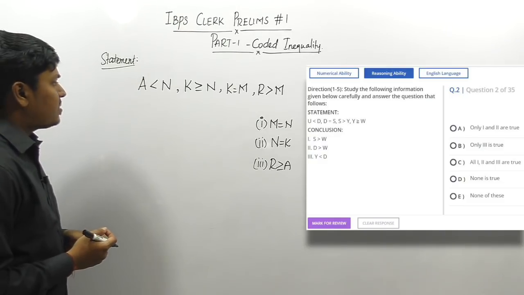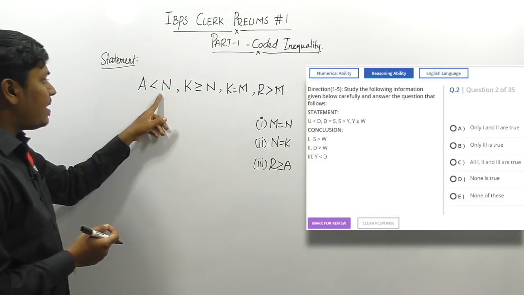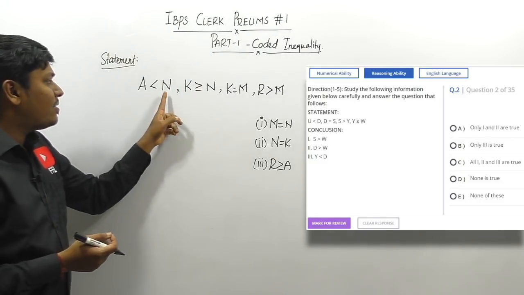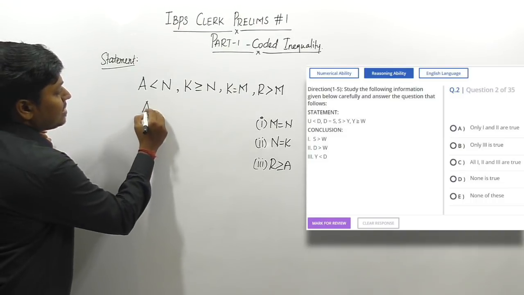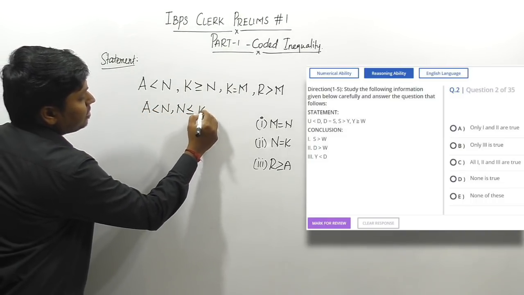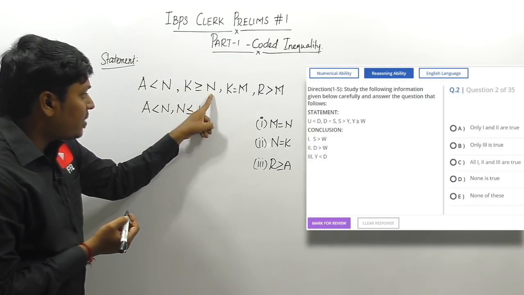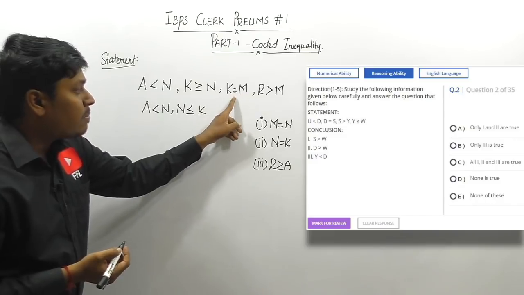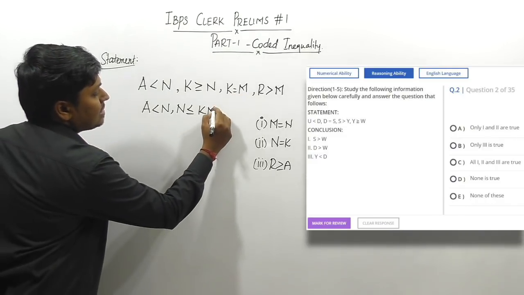Question number 3. Here the first statement is A less than N, and the second statement is K greater than or equal to N. Listen carefully. We can convert this as A less than N, and this can be written as N less than or equal to K. Both are same. K greater than or equal to N or N less than or equal to K, both are same, right? And here K and M both are equal, so just write this as KM, right?